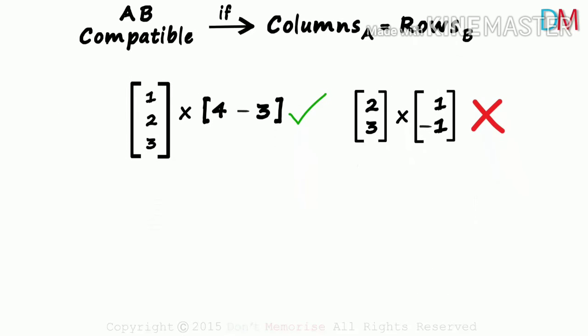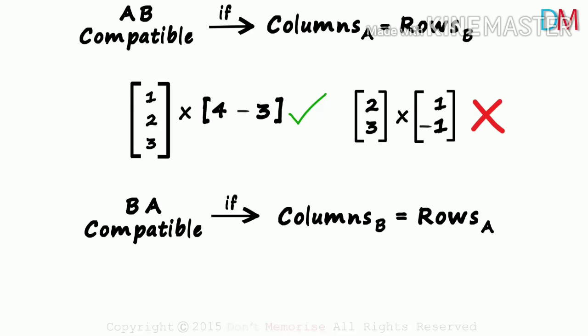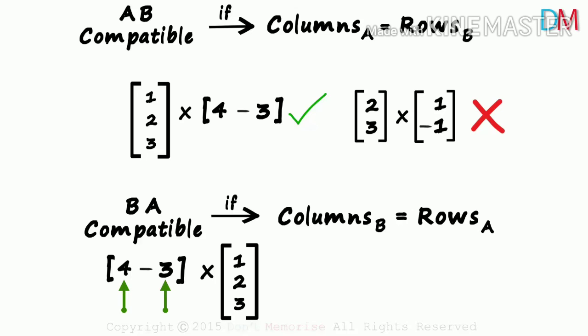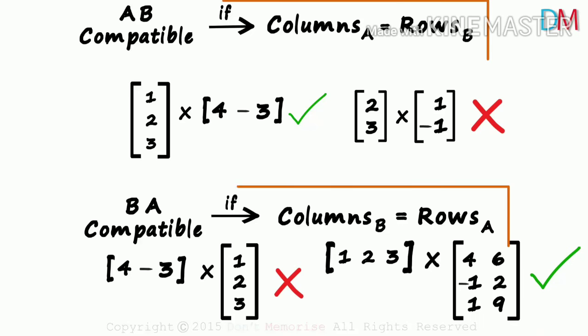Assuming A and B are matrices, BA will be compatible if... easy. This will be compatible if the number of columns in B is equal to the number of rows in A. It's the same rule. The number of columns in the first matrix should be equal to the number of rows in the second. Is this multiplication possible? 2 columns, 3 rows. No, it is not possible. What about this one? 3 columns and 3 rows? Possible.